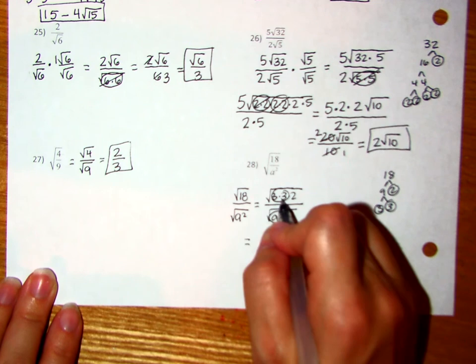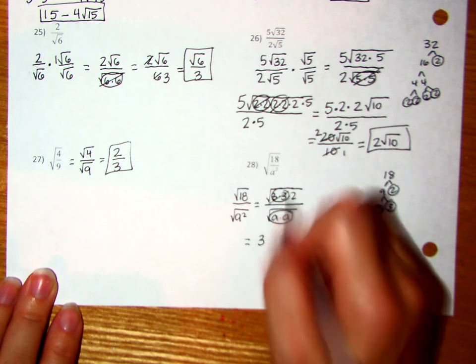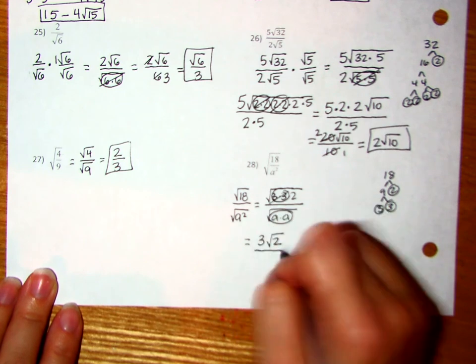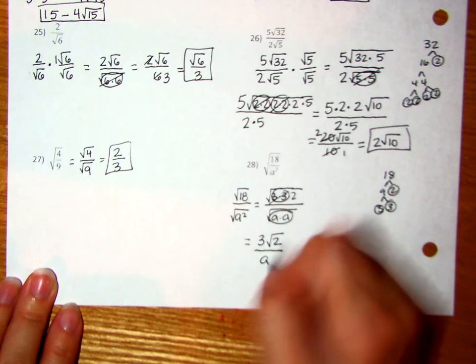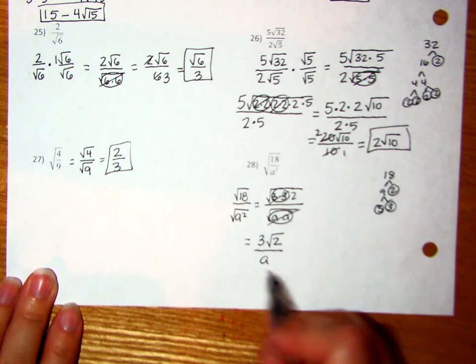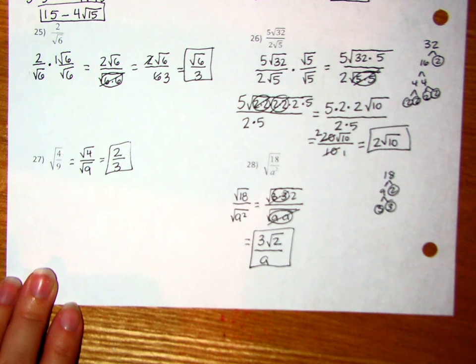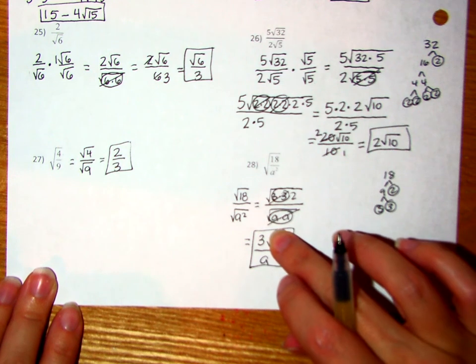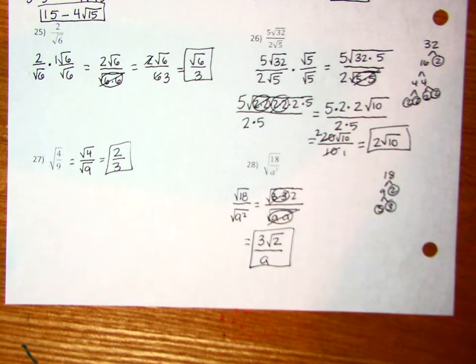So on the top, when I pull out a 3, I'm done with that, and I have the square root of 2 still. On the bottom, when I pull out an a, I'm done with that. And now notice, I no longer have a radical in the denominator. So that's my final answer, because when I cover this up, I can't simplify 3 over a. So that will be my final answer.